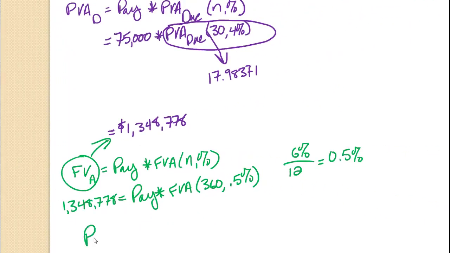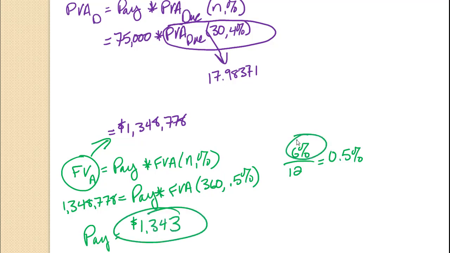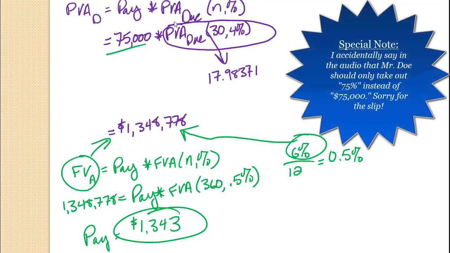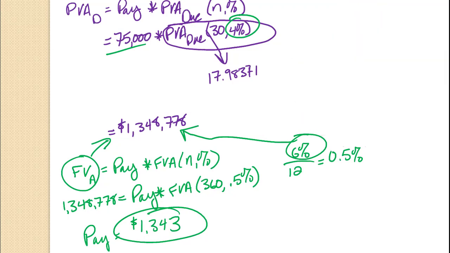So the payments will be $1,343. And if he can save this much and make 6%, he'll have this much when he retires. And if he takes out only $75,000 and is able to make the 4% interest, he'll have the $75,000 a year he wants for 30 years.